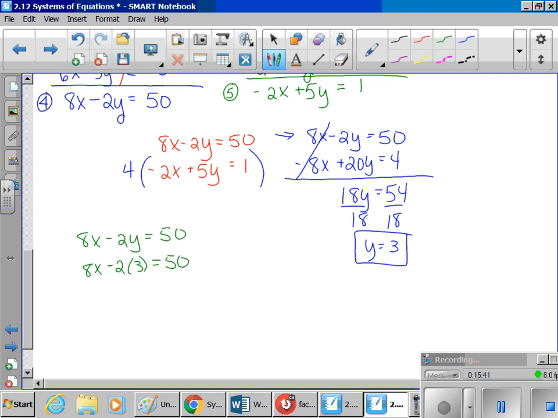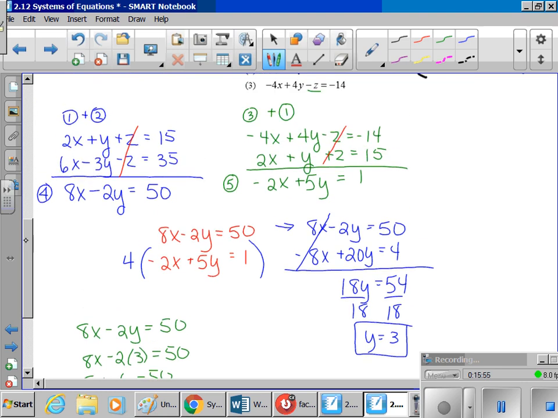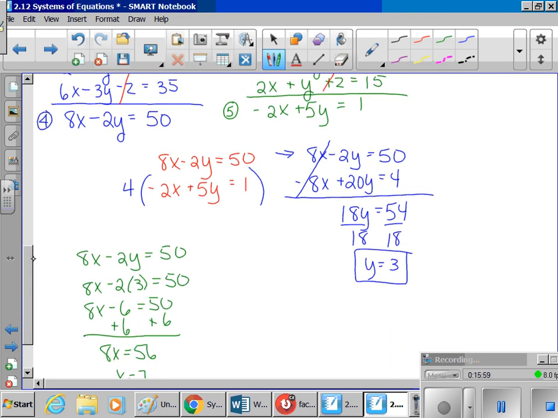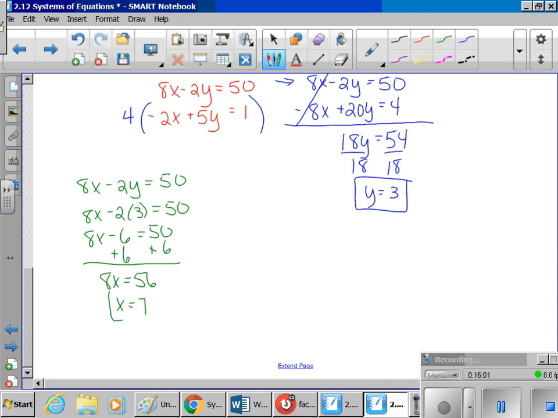Now I know what the answer is already, and so do you. Minus 6 is equal to 50. Add 6 to both sides. 8x is equal to 56, and x is equal to 7. Well, it's very nice, but I already knew that because that's what I have written up here at the top. So x equals 7.